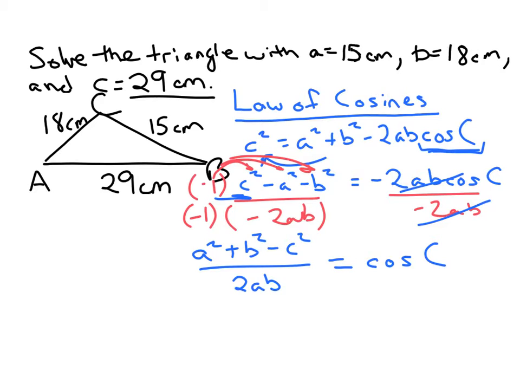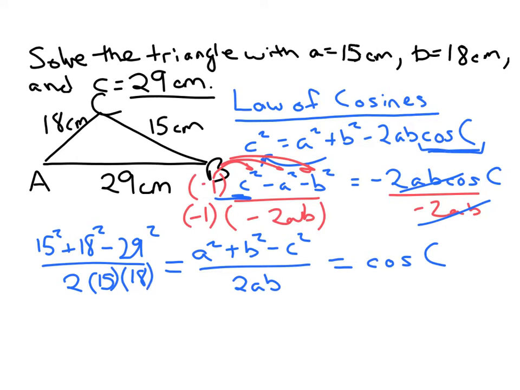If you plug in what you know, so I'm going to write that over here, for these quantities A, B, and C, so you're going to have 15 squared plus 18 squared for B minus C squared, so that's 29, over 2 times A times B. Okay, so if you type that into your calculator, you're going to get negative 292 in the numerator over 540. So that's just a matter of taking all of this and typing it into the calculator.